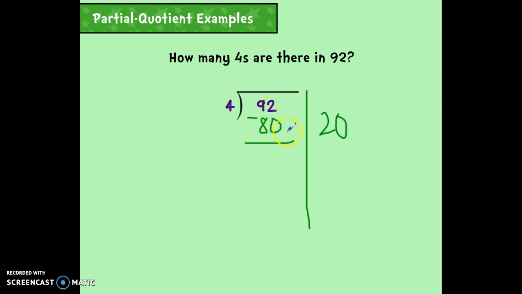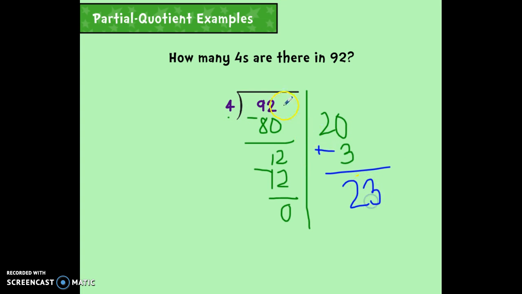Let's subtract these. 2 minus 0 is 2. 9 minus 8 is 1. Now I ask myself, okay, how many times does 4 fit into 12? Oh, 4 fits in there 3 times. 3 groups of 4 are 12. Subtract those, 0. So this became an even answer. So I know 4 went in 20 times plus 3 times. 4 went into 92 23 times. So my answer, 92 divided by 4, is 23.